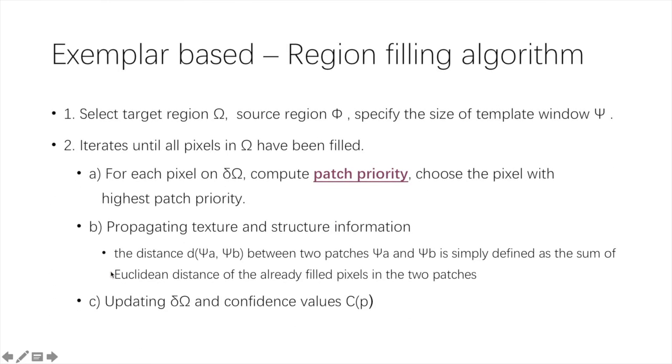The algorithm of region filling is shown below. First, given an input image, the user selects the target region, the source region, and specifies the size of the template window. Next, we will iterate the following 3 steps until all pixels in Ω have been filled. Step A is, for each pixel on ∂Ω, compute patch priority and choose the pixel with the highest patch priority.